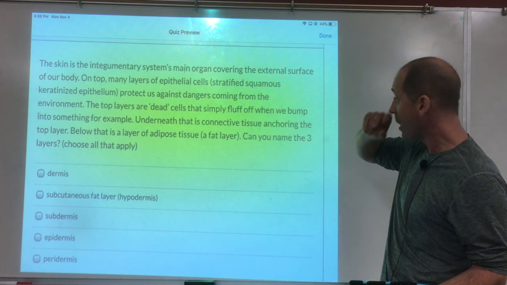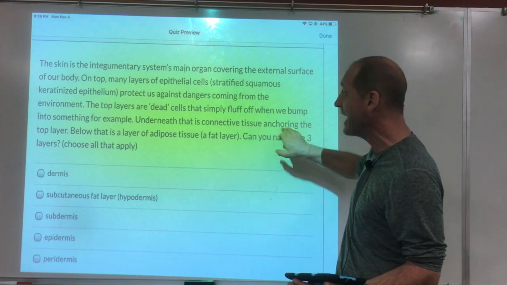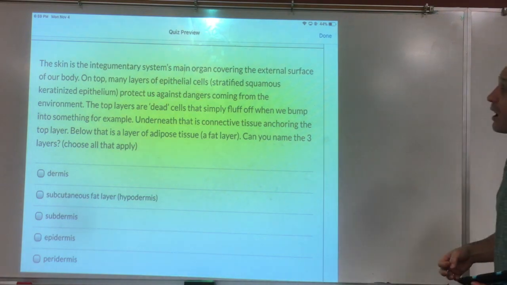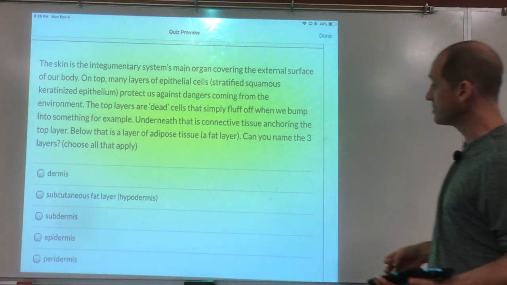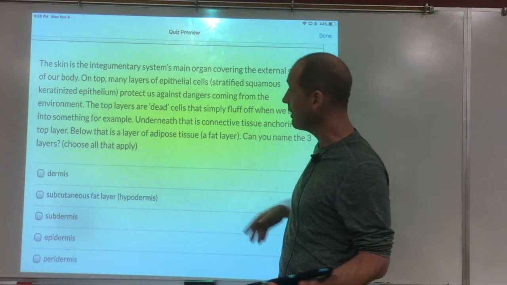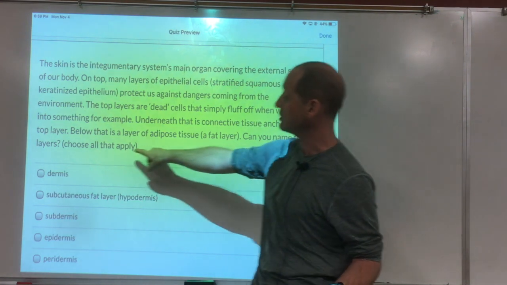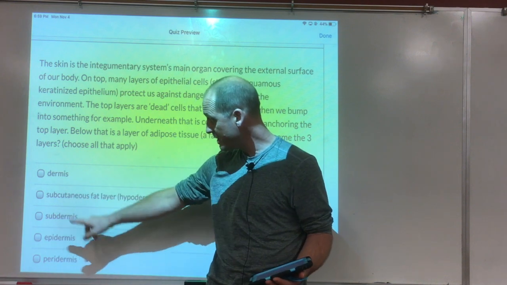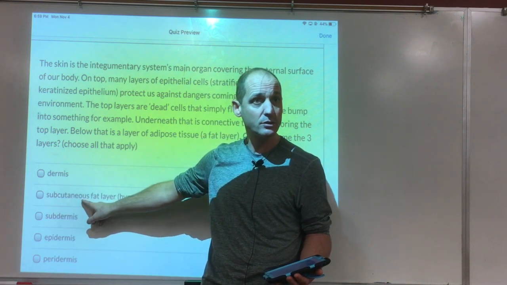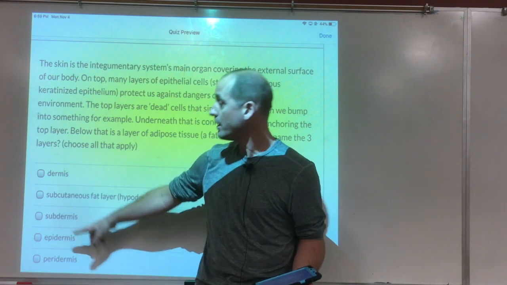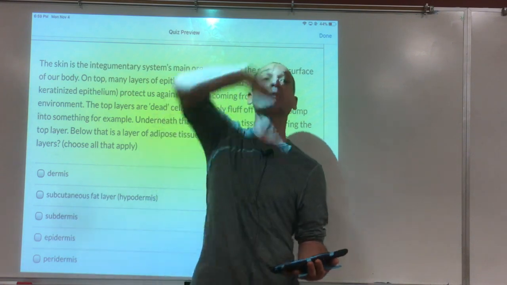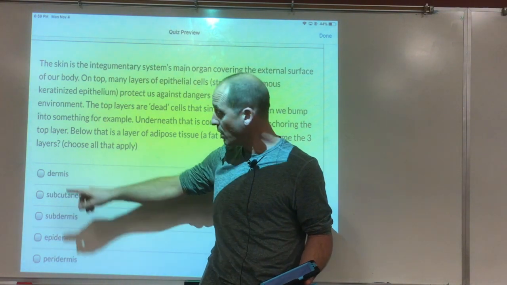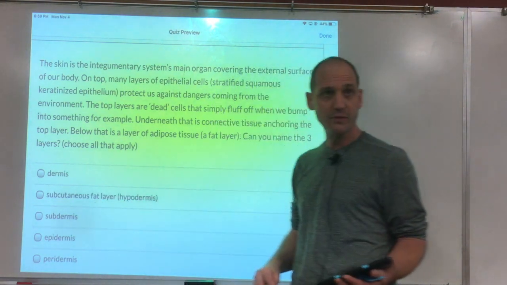Underneath that we have a connective tissue anchoring the top layer to the tissues below, which is adipose or fat layer, the subcutaneous fat layer. Can you name the three layers? Dermis, epi, and that, right? So we have the epidermis on top. Epi means on top of something. The dermis underneath that, and then below that the subcutaneous fat layer, or we call it hypodermis.